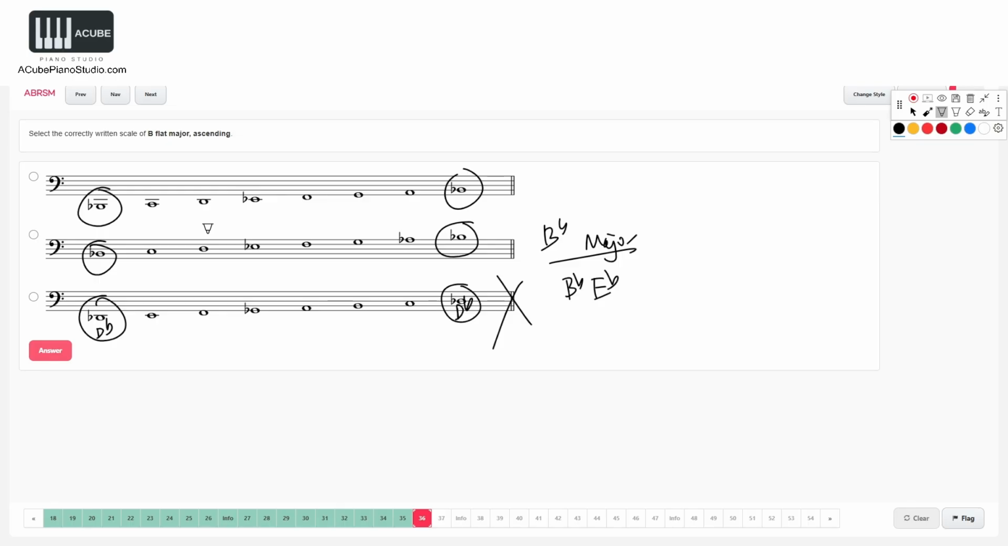Now that I've eliminated this, the next thing I need to remember is, apart from B flat, it also has E flat. So another one more flat. So yes, it has E flat, but there is no A flat. So the second option is wrong. So the correct answer is the first one.